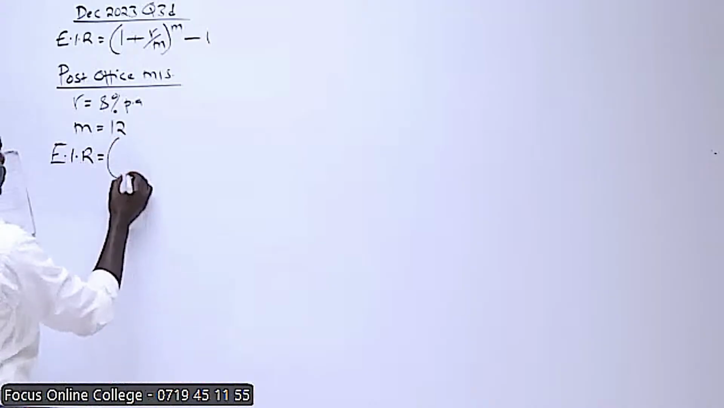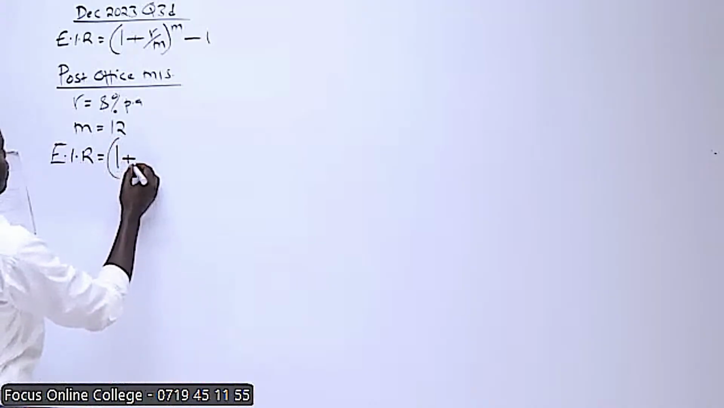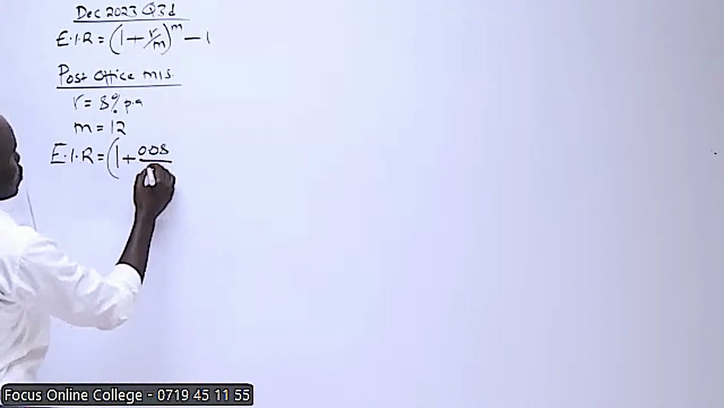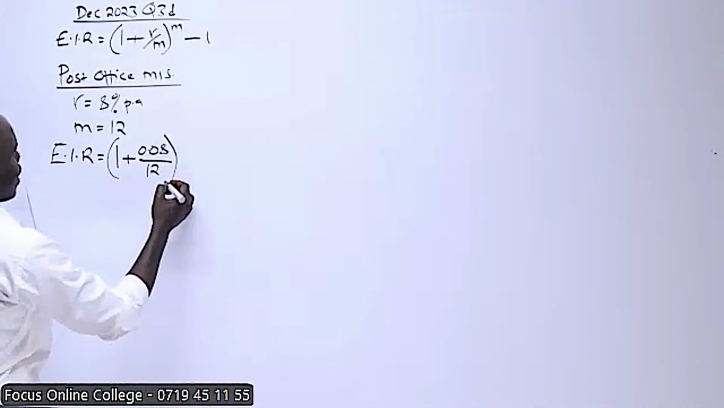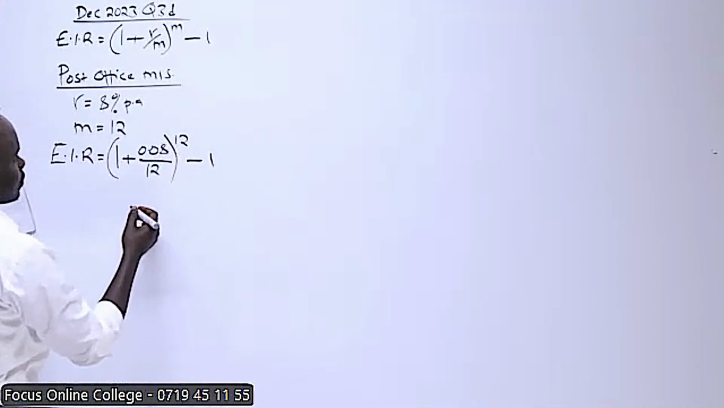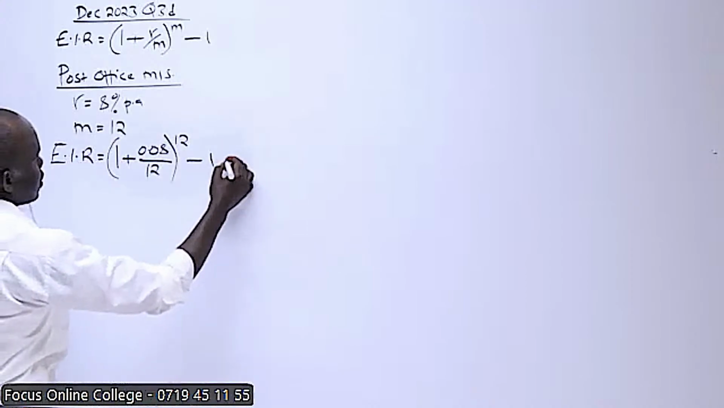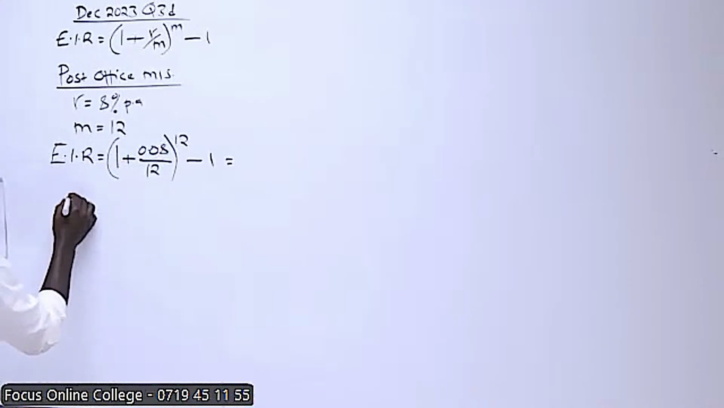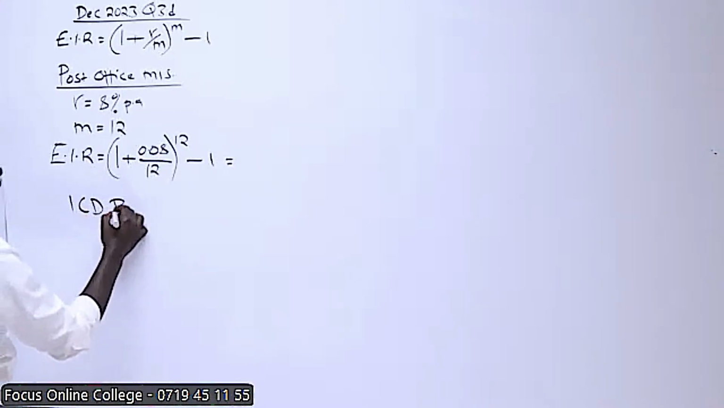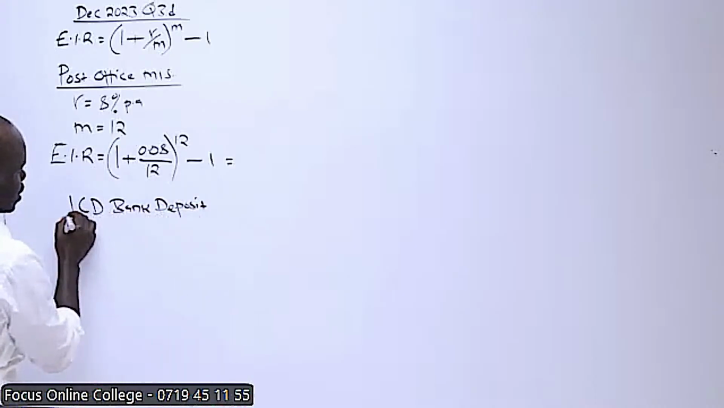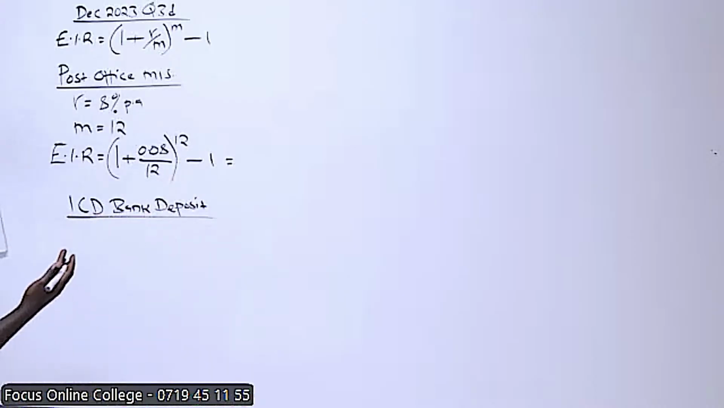So then the effective interest rate is equal to 1 plus 0.08 over 12, power 12, minus 1. So get the effective interest rate. Then we will go to ICD bank deposit. Let's first write, then we will compute.